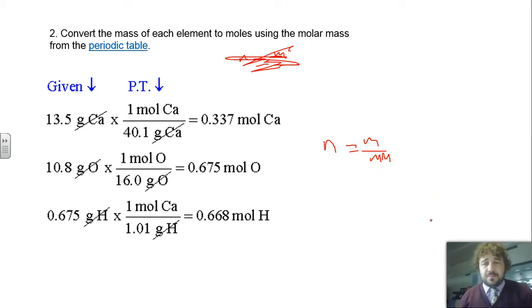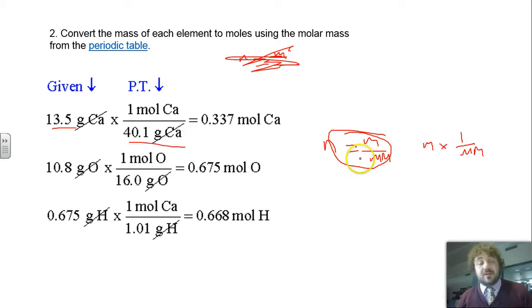Now another way to write that is m times 1 over M, and that's just the way it's been done there. Here the mass for calcium is 13.5, and the molar mass is that, but you can just stick it into this formula and it will do exactly the same thing. So mass divided by the molar mass. That's our mole conversions. That's pretty straightforward. We've done that before.